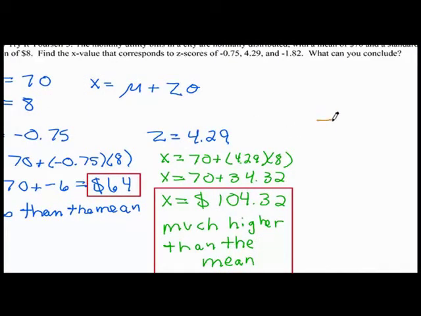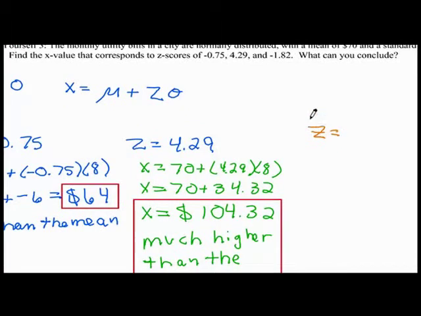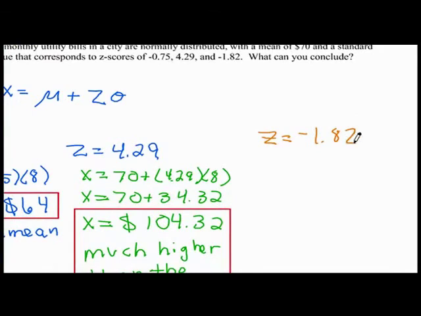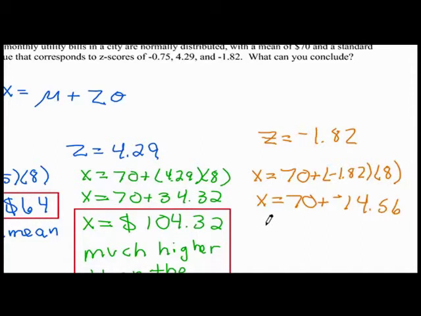Now let's take a look at z is equal to negative 1.82. So then our x is going to be equal to 70 plus negative 1.82 times the 8. Multiply those together and we'll end up with 70 plus a negative 14.56. I'm going to subtract those and we're going to end up with a utility bill of $55.44, which I would just say again is less than the mean.